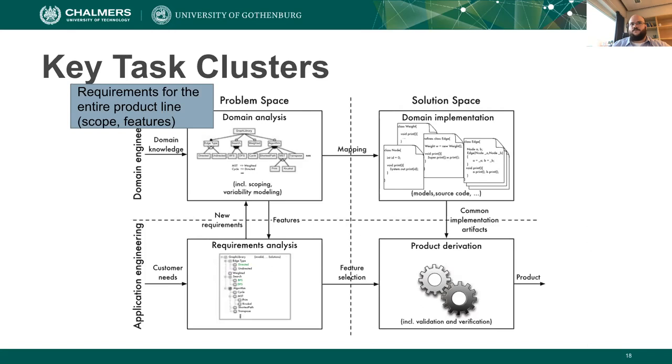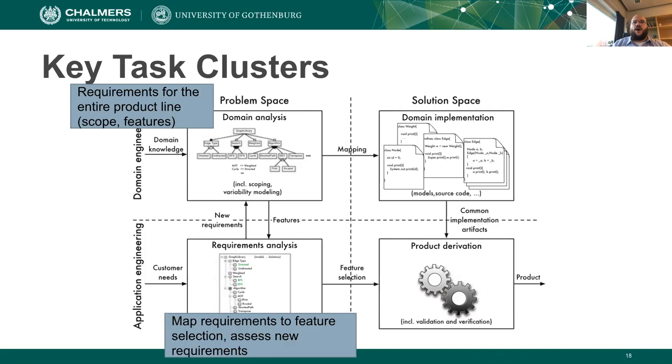Then we perform requirements analysis. Requirements analysis on the application side investigates the needs of a specific customer or client as part of application engineering. In the simplest case, the customer's requirements are mapped to a feature selection, based on features identified during domain analysis. If additional requirements are discovered at this point, then those can either be fed back into domain analysis, which can then modify our feature model or eventually our reusable artifacts, or they might end up being part of just this specific product.